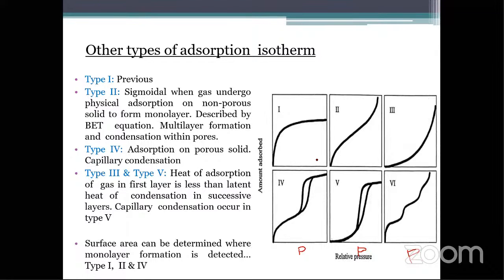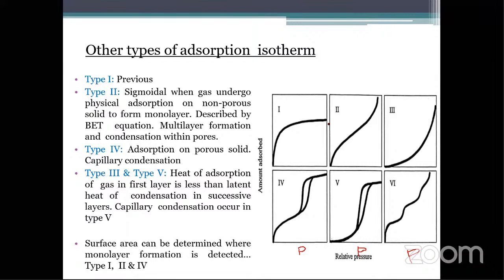On the y-axis, take the amount of gas adsorbed. In type 1, you see that this is a curvilinear plot. From that plot, we can say that with increasing pressure, the amount of gas adsorbed on the solid surface is also increasing. But after some time, pressure is increasing, but the amount of gas adsorbed on the solid surface is not increasing so much, almost the same. So this type of isotherm represents a significant increase in adsorption with increasing pressure, and after that it will level off.